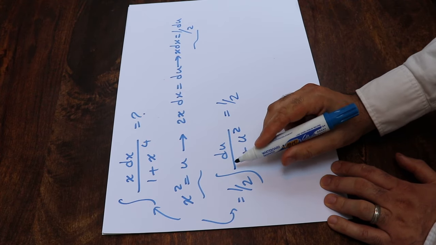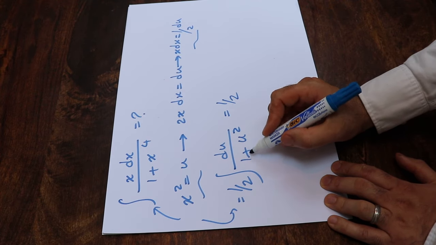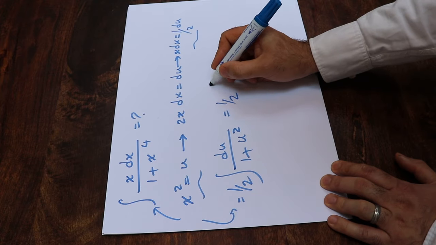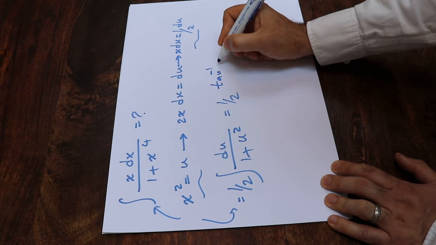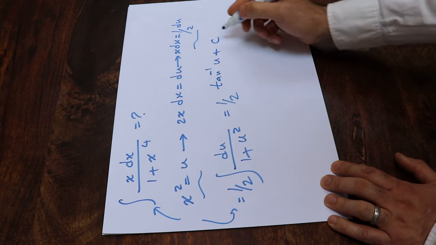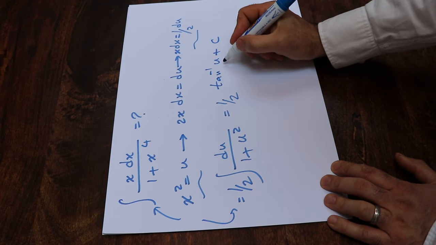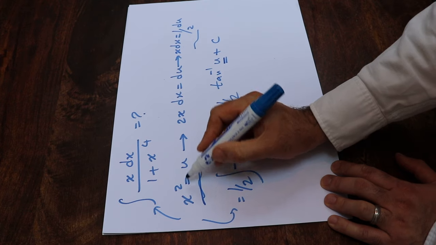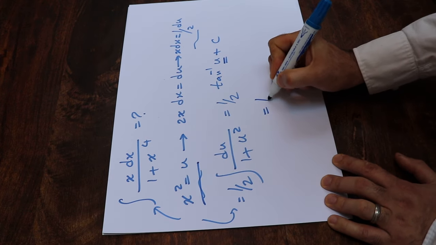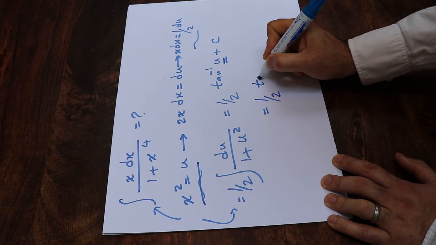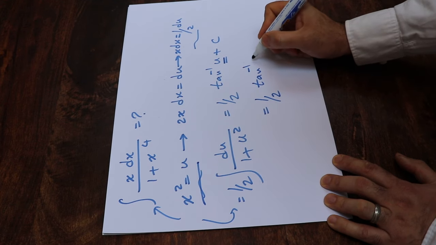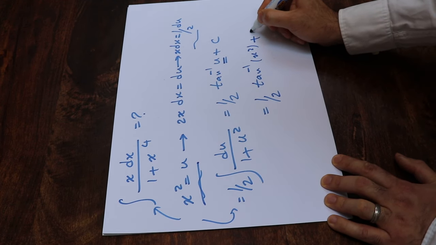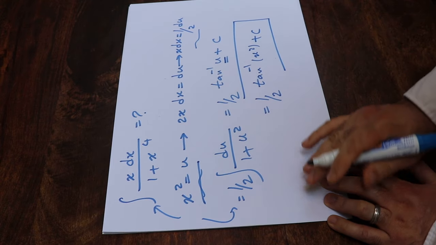From the table of integrals, we know that the integral of du divided by 1 plus u^2 is equal to tangent minus 1 of u plus c, which is the constant of the integral. So all you need to do is substitute the parameter u with its definition, which is x^2, giving 1 divided by 2 times tangent minus 1 of x^2 plus c. And that's the solution to this integral.